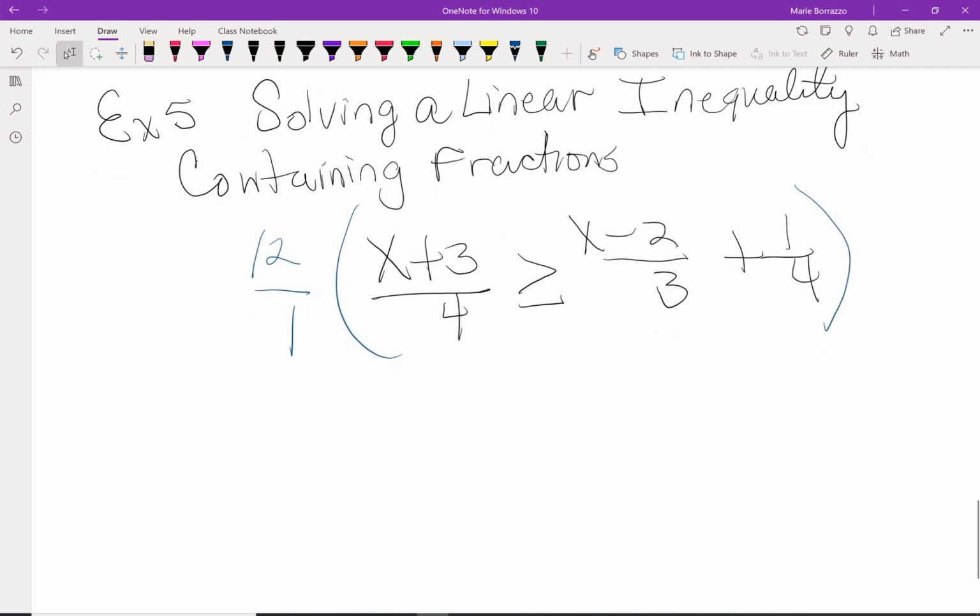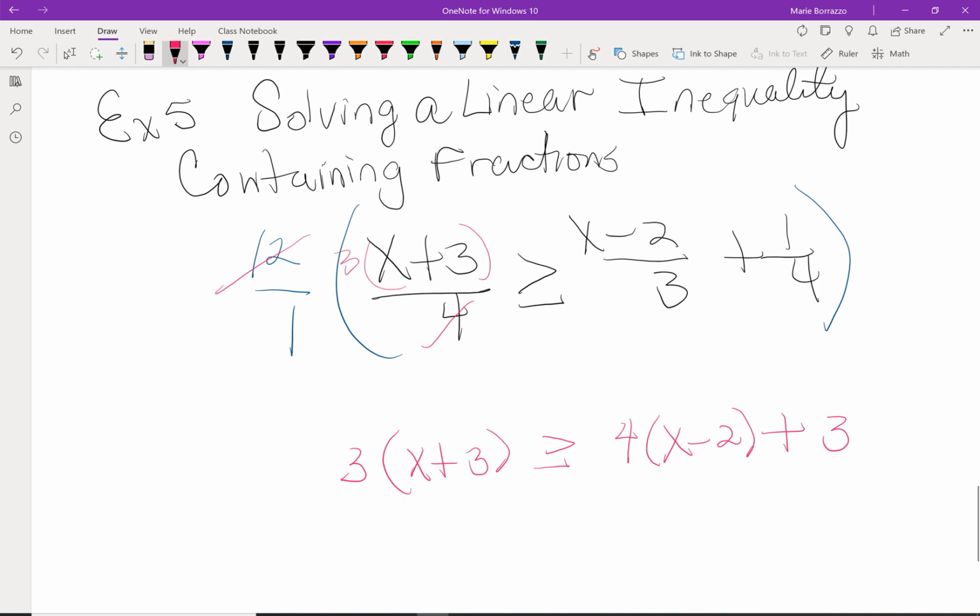to get rid of the denominators, and what that gives me in this case is I end up with 3 times x plus 3 is greater than or equal to, this will become 4 parentheses x minus 2, and then lastly plus 3. If you didn't catch the math, 4 goes into 12 3 times, so they have 3 times this. 3 goes into 12 on this equation, where this becomes 4. And over here, 4 goes into 12 again 3 times, so hence 3 times the 1. That's where the math is coming from.